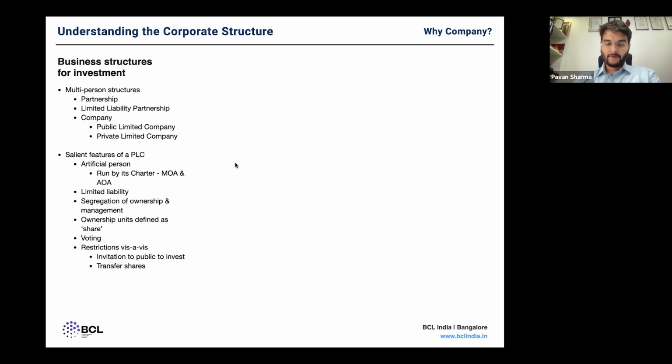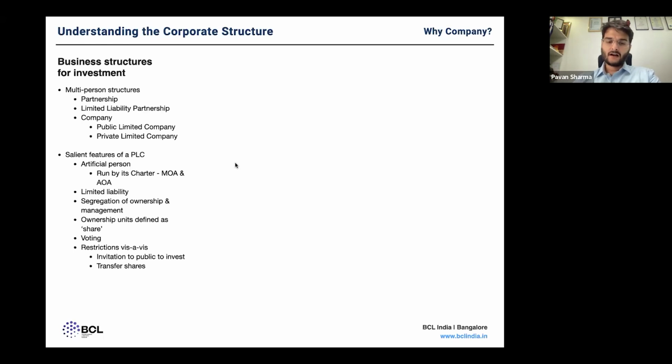The ownership of a company is defined by units. These are called shares. We will look at different kinds of shares and how the term sheet would define conversion rights or redemption rights. You have voting rights. Voting rights are available to both shareholders as well as the board, that is the directors. Again, term sheets will have specific reference to voting. And there are restrictions for the public to invest and for existing shareholders to transfer shares, which is why the term private limited company. You cannot allow the public to invest, and the transfer of shares between shareholders is restricted. Again, term sheets will find a way to overcome this limitation.